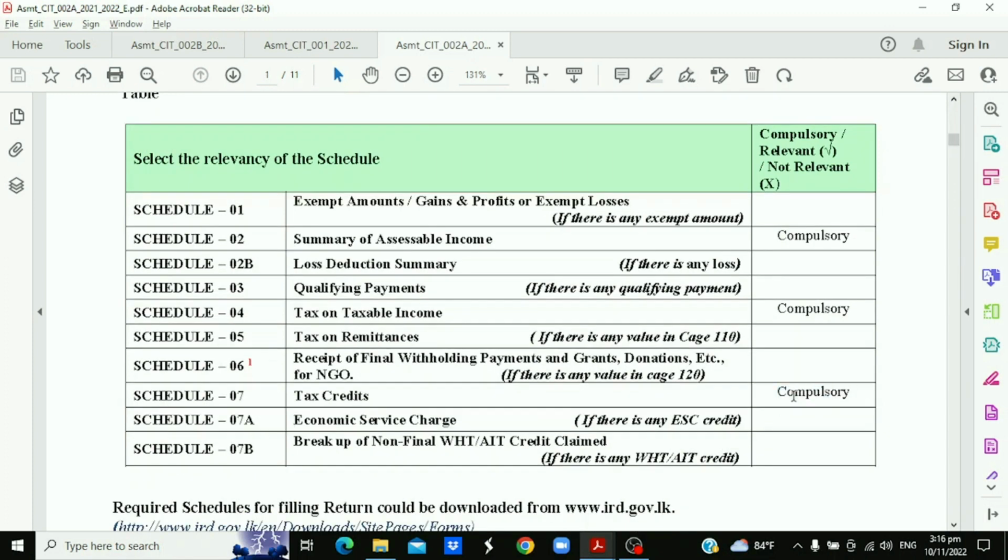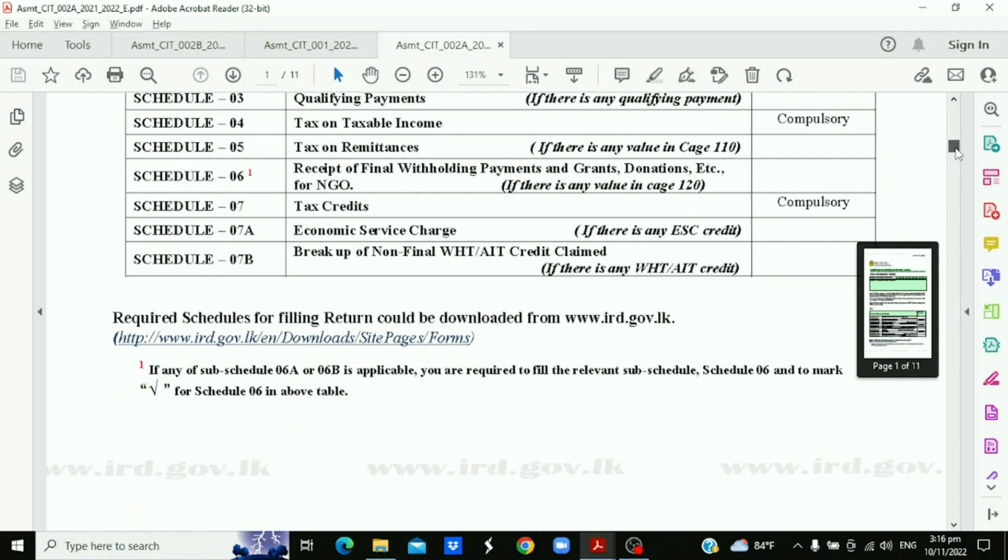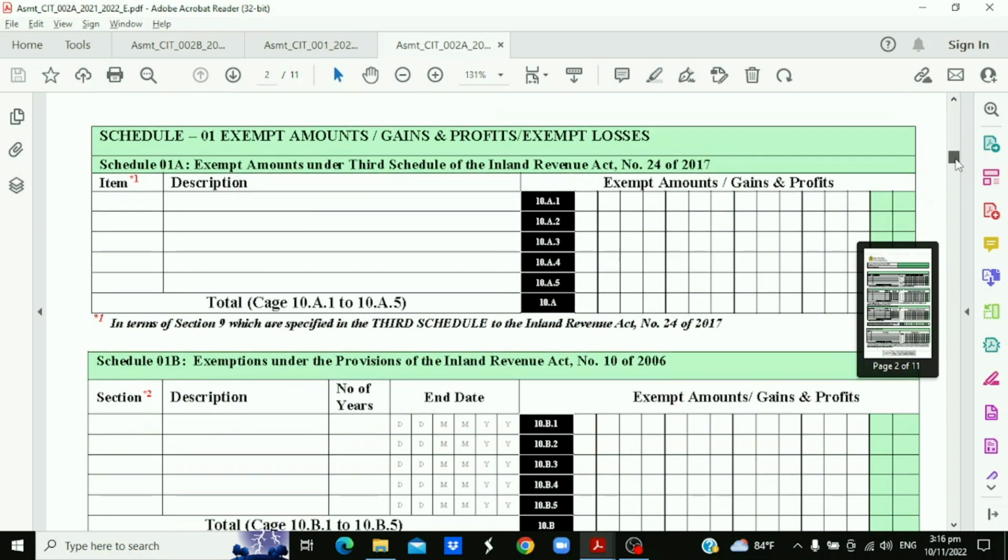Now I move to the first schedule, exempt amount, gain and profit or exempt profit losses. If there is any exempt amount, we have to complete this schedule 1. Schedule 1 is not directly relevant to the tax computation in this format, but if you are supposed to claim the exemption, definitely you have to declare it. If it is not declared, it seems that this income would be liable. Therefore, you have to properly identify where and what information you have to disclose.